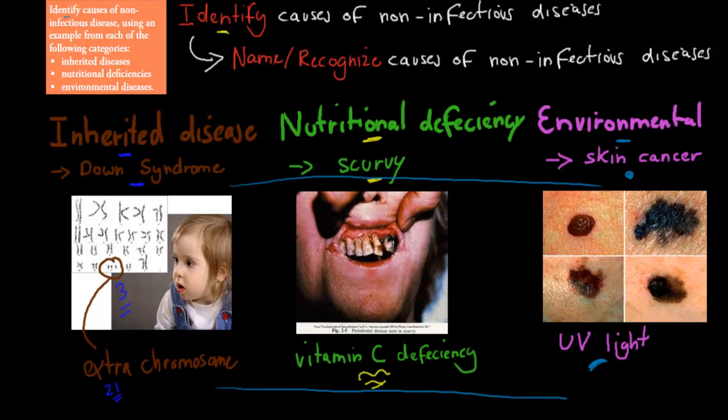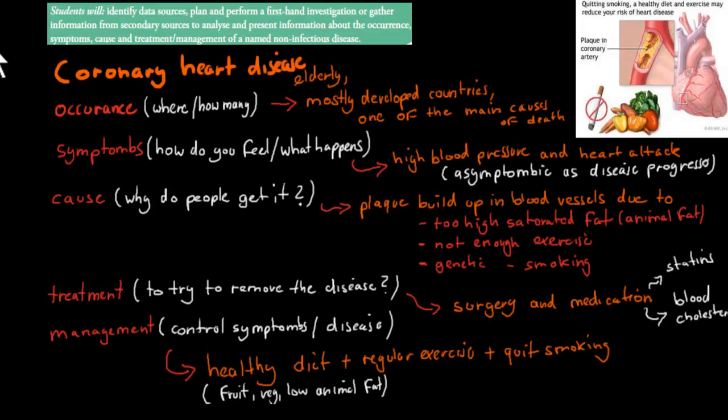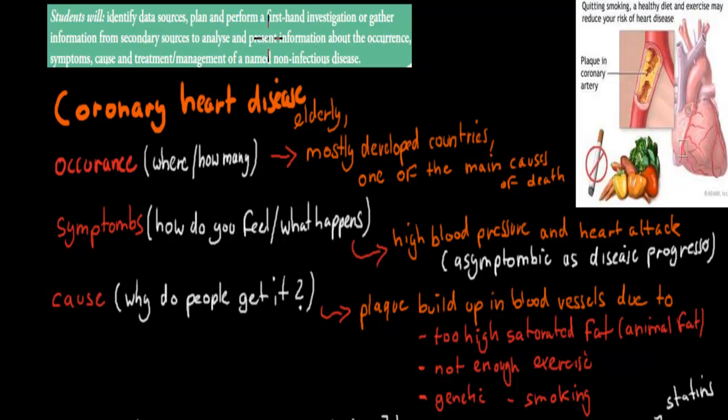Right, and then last but not least, we've got this dot point which says identify data sources, plan and perform a first-hand investigation, or gather information from secondary sources to analyze and present information about the occurrence, symptoms, cause, and treatment or management of a named non-infectious disease. So first of all, I need to have a named non-infectious disease. The one I'm going to talk about here is coronary heart disease.